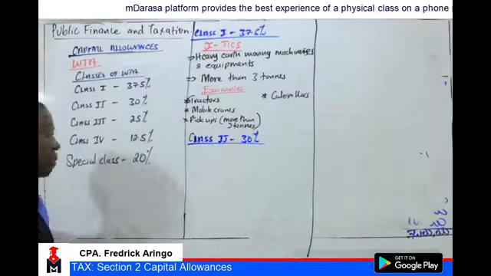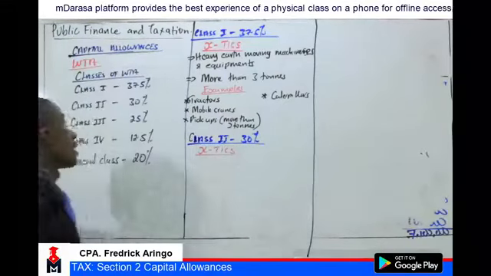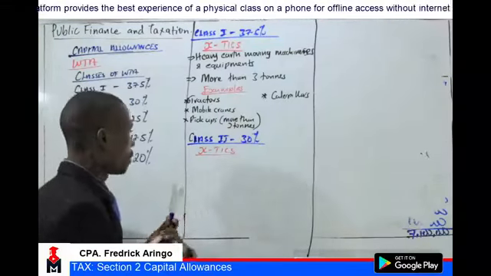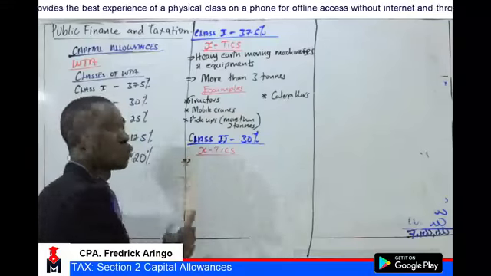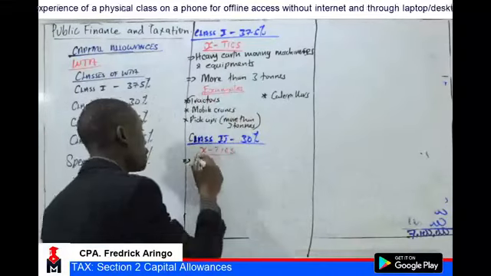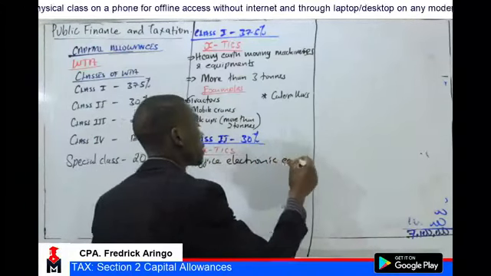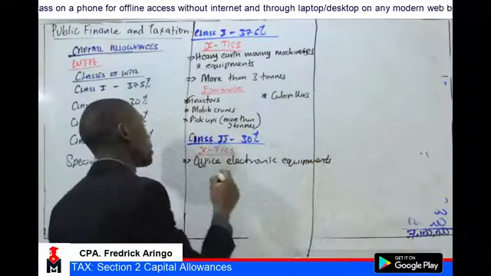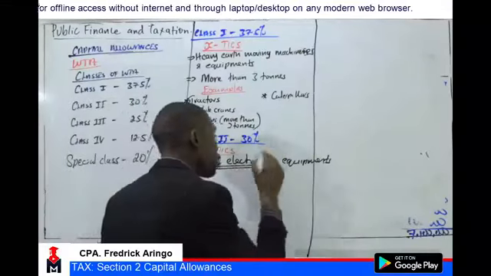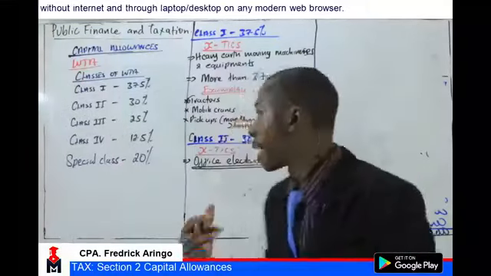Talking of class 2, what are the main characteristics that you should have in mind? The key element for class 2 items that you should never forget: they should be office electronic equipments. Mark that word, electronic equipments. Office electronic equipments are what you are going to take under class 2.